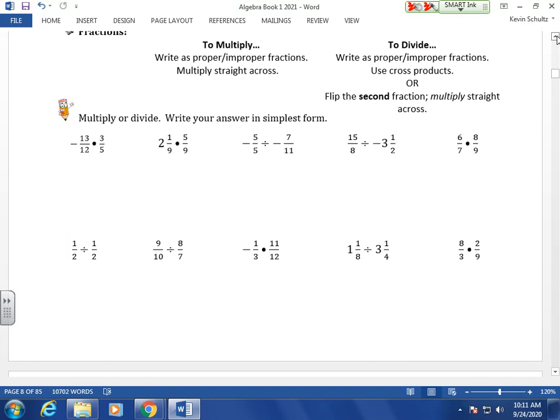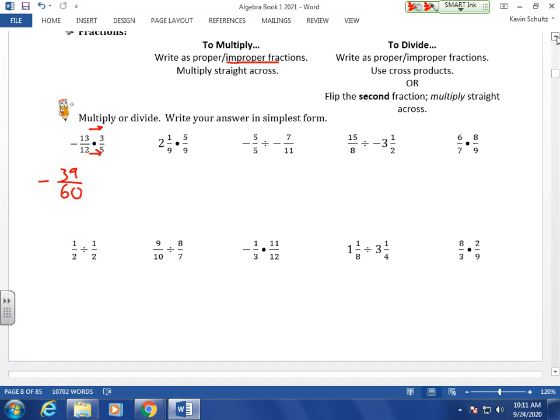So to multiply fractions, if you have a mixed number, I recommend going to an improper fraction first, okay? But then you're just multiplying straight across. Negative 13/12 times 3/5. Of course, what sign will this product have? Is it going to be a negative or a positive product? Negative, because we got a negative 13/12 times a positive 3/5. Okay? But then going straight across, 13 times 3 is 39. 12 times 5 is 60.